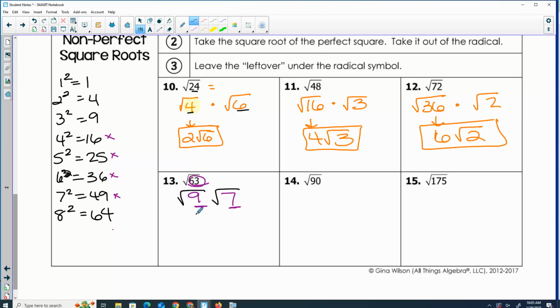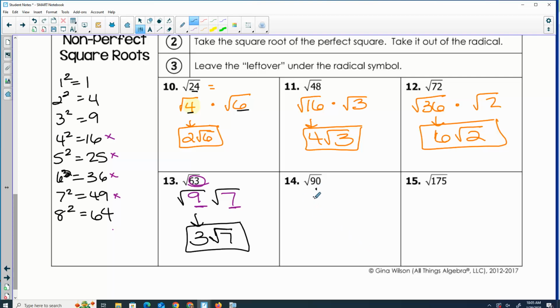Then we take our square roots. The square root of 9, if you type that in your calculator, the square root symbol goes away. It's just a 3. But if you type the square root of 7 in, does it reduce? No. So my answer is 3, square root of 7. I flipped mine around. Oh, you put the 7 on the outside.